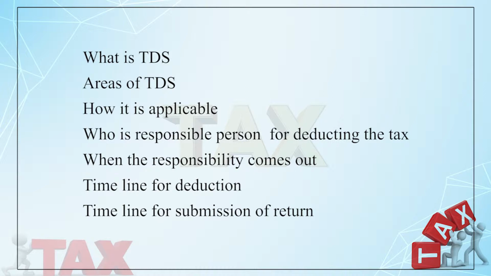is it on an income approach or is it on a payment approach? What is the timeline for deduction and deposit? What is the timeline for filing of a return? Is there a penalty measure? If there is a default, then who will be held responsible? And ultimately, the tax being deducted by the deductor, how the deductee is going to get the credit thereof.